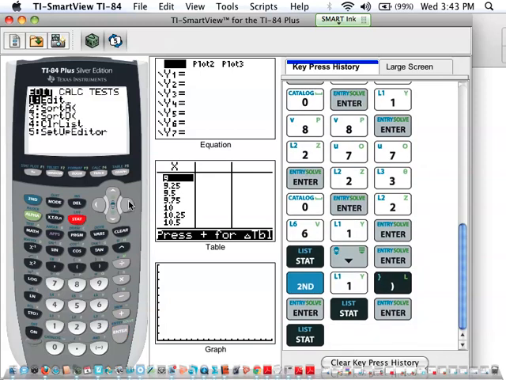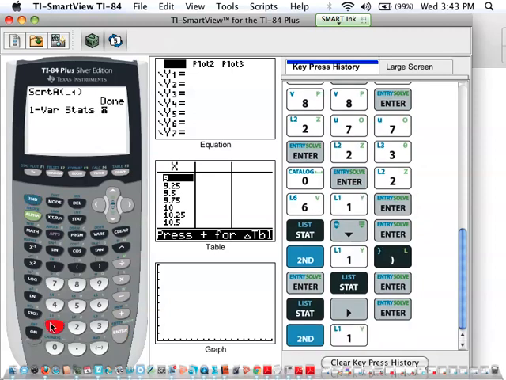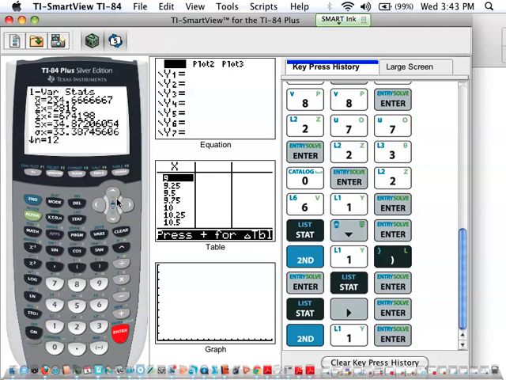And now we're going to get the other measures of central tendency. So arrow over to Calc. The first choice is one variable statistics. That's what we're looking at. So hit Enter. You have to tell the calculator again where to look for that information, which is in List 1. You can hit Enter. So there's your one variable statistics.